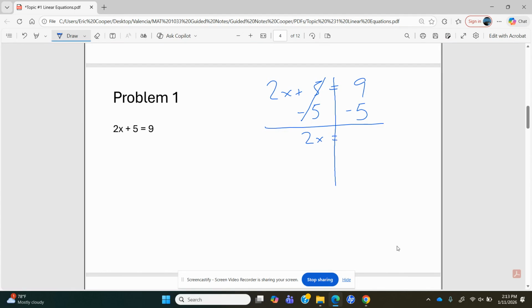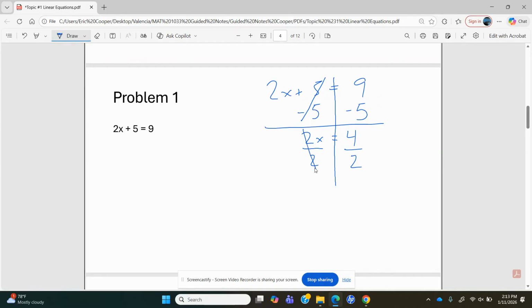We'll bring down our equal sign on the left. And on the right side, we've got 9 minus 5, which is 4. Now we've got 2x equals 4, and our job is to get x by itself. Here this says 2 times x, and the opposite of multiplying is dividing. So we're going to divide both sides by 2, again remembering whatever we do to one side, we do to the other.